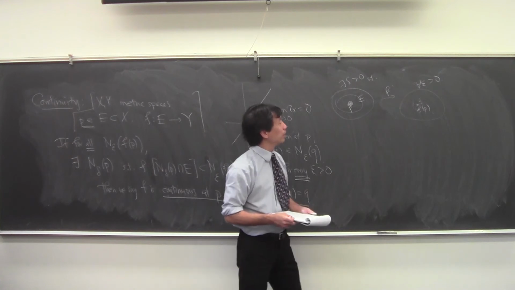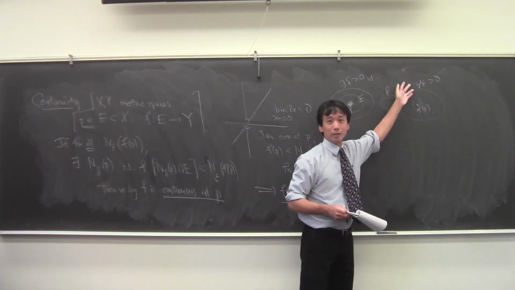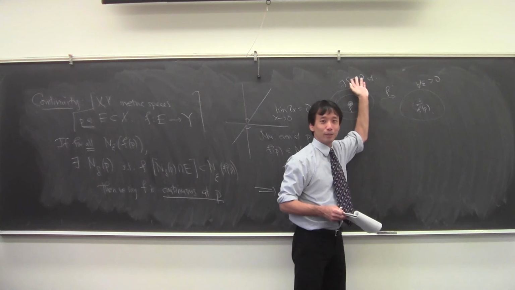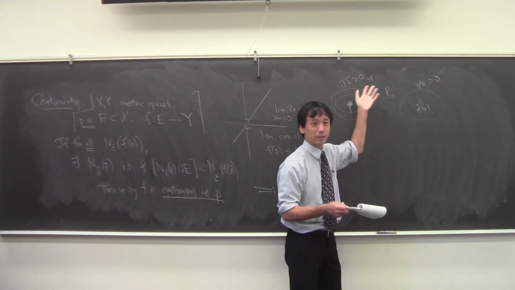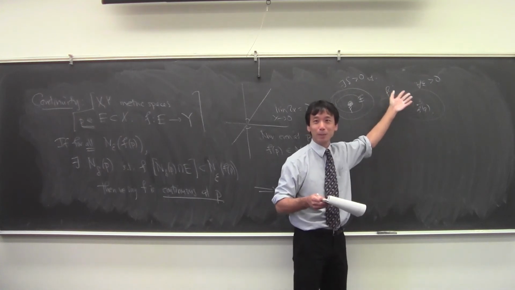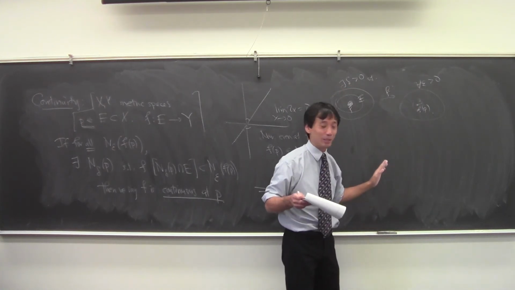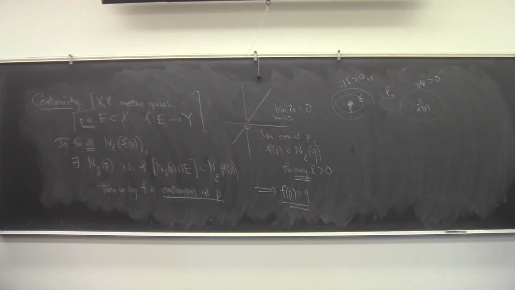Some people think of epsilon as your enemy and delta as your friend. Epsilon is something that you're trying to satisfy, and you use the delta to satisfy it. There's some negative connotation with epsilon, positive connotation with delta. I don't know. You don't have to personify these things.